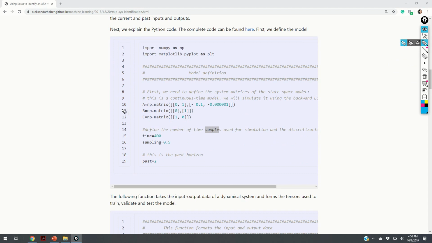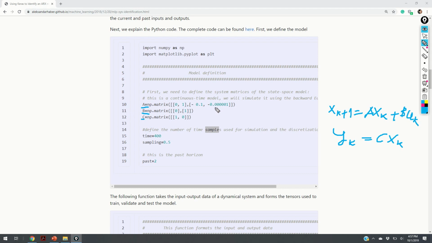So, first we define the system. So these are our A, B, and C matrices in the state space model, in a linear state space model of the mass spring system. The linear state space model has the standard state space form given by these two equations. So this is the state equation and the output equation is given by y_k equals C x_k.